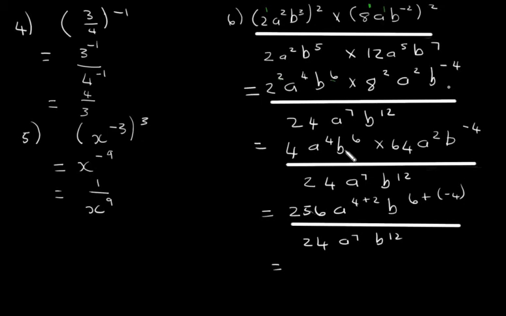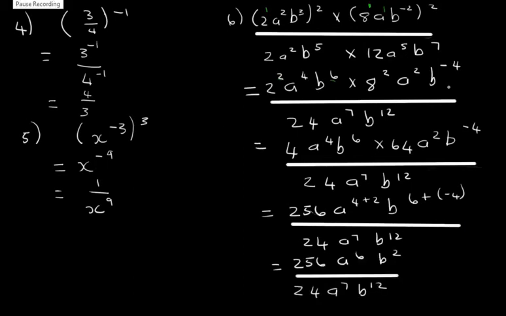But what happens here? We've got b to the power 6 and b to the power negative 4. The rules don't change. When we are multiplying, we need to add the exponents. And so we can go ahead and say 6 plus negative 4. Now you know that 6 plus negative 4, what do you need to do? You need to multiply in. A positive times a negative is a negative. And so that will give us 6 minus 4, which will be 2. That will give us 256, a to the power 6, b to the power 2, over 24, a to the power 7, b to the power 12.